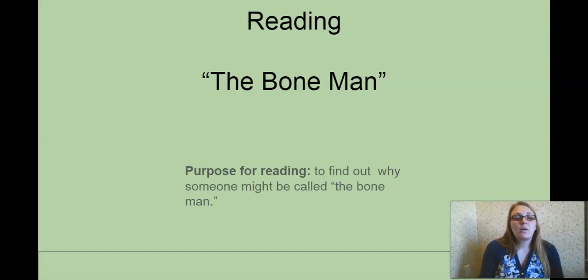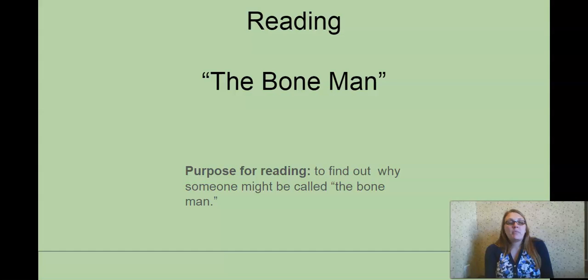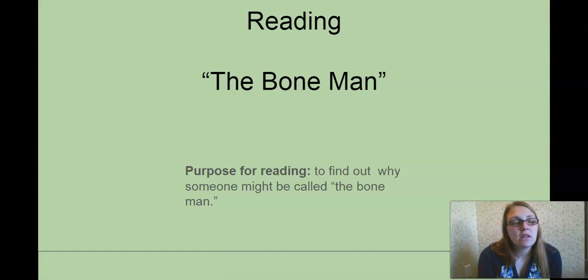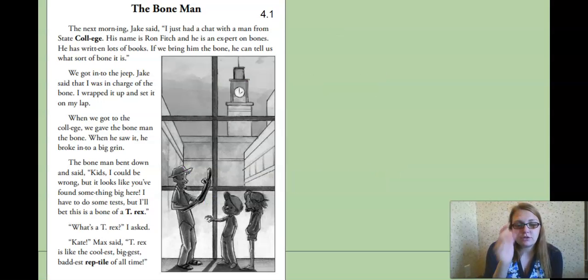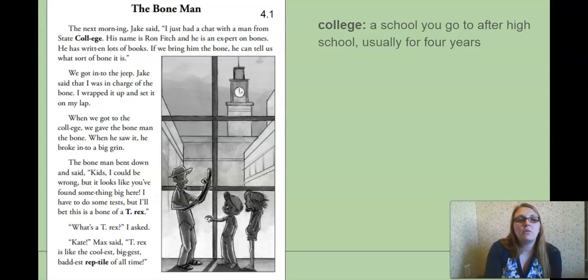Our purpose for reading is to find out why someone might be called the Bone Man. They were looking for an expert, so why would somebody be called the Bone Man? Think of ideas and let's see if we're correct. Okay, here's our story. Go over vocabulary words.